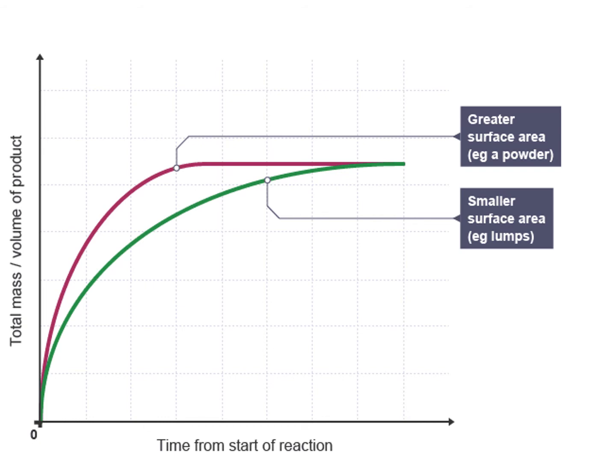If we compare that with a much greater surface area, so for example a powder, we'll notice that the curve is much steeper. That means the rate of reaction is much higher and the reaction is happening much more quickly at first. The second thing we notice is that the line plateaus or goes flat much more quickly, which means the reaction stops or completes much quicker than at a smaller surface area.